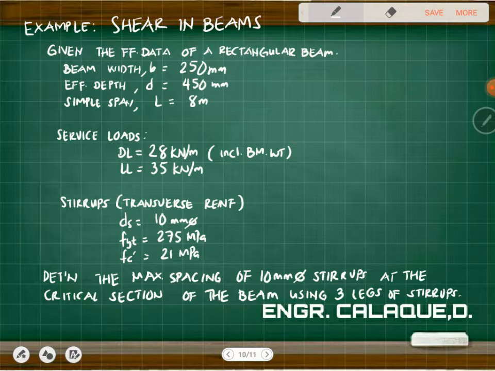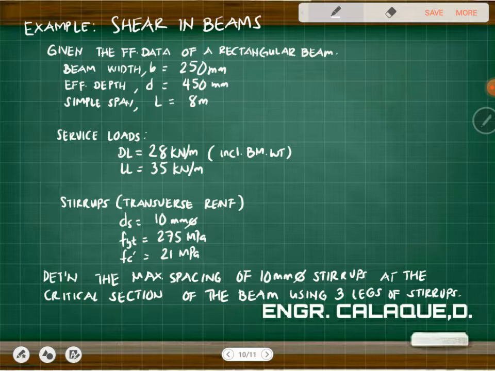Okay? So given yung following data ng rectangular beam, yung beam width natin is 250 mm and then yung effective depth natin is 450 mm. So yung simple span natin, simply supported beam pala siya, yung length niya is 8 meter. And then meron tayo ditong mga service load. For dead load, we have 28 kN per meter, that is including yung beam weight. And then yung live load natin is meron tayong 35 kN per meter.